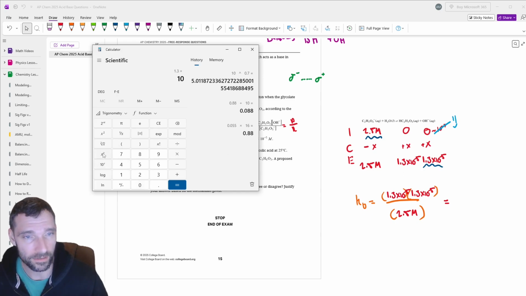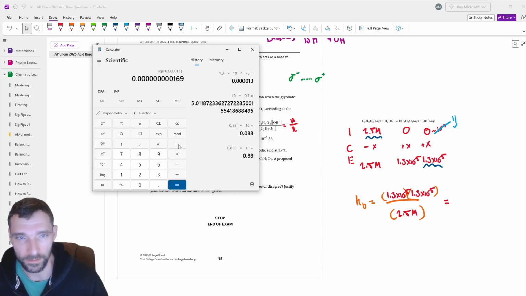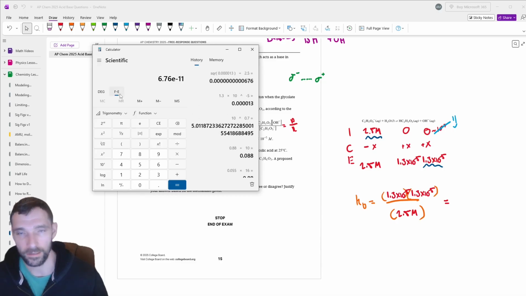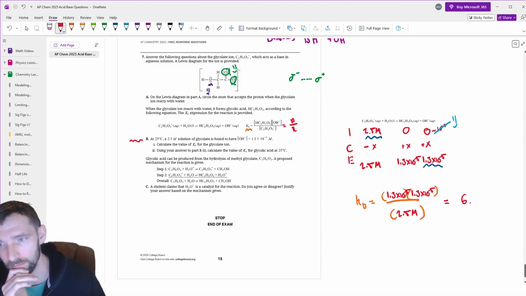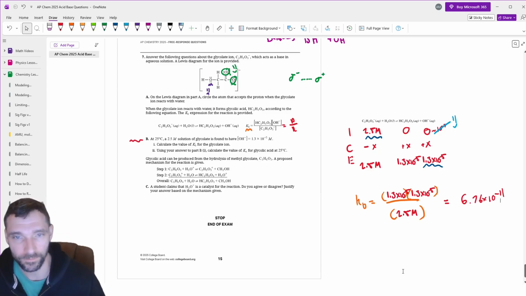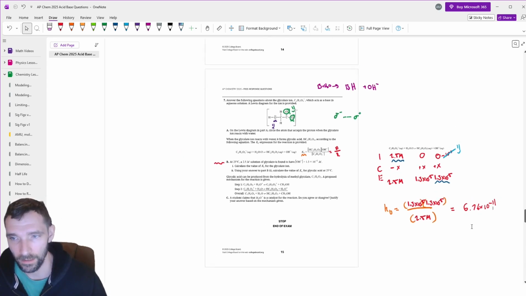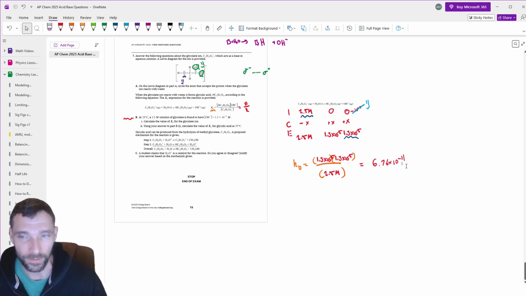So we've got that 10 up to that -5. We've got that number right there. We can square that, and then we can divide that by 2.5. In other words, this is 6.76 times 10 to the -11 for our Kb value there. Meaning this is a pretty weak base.